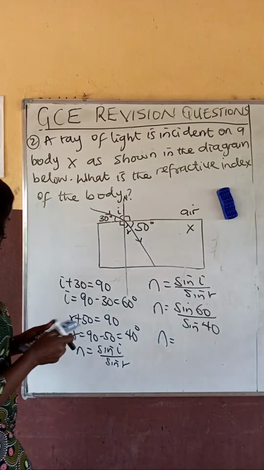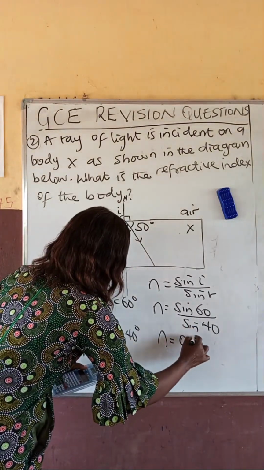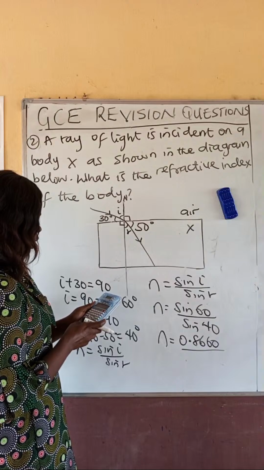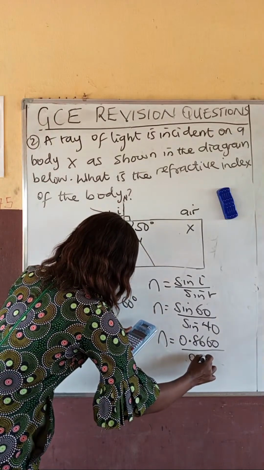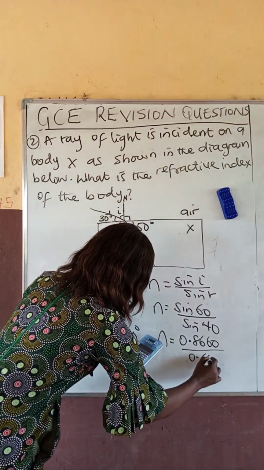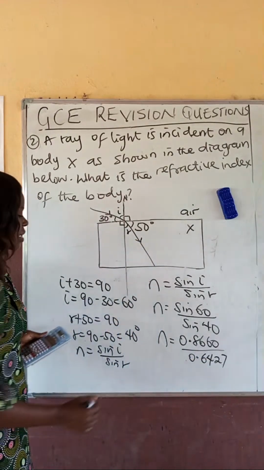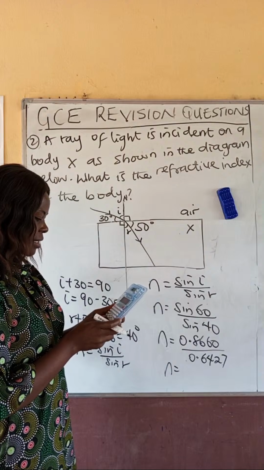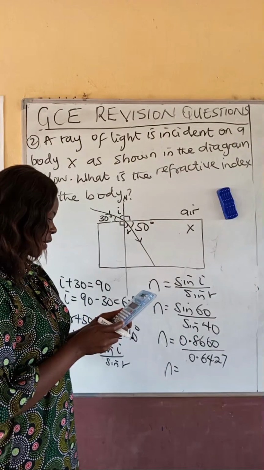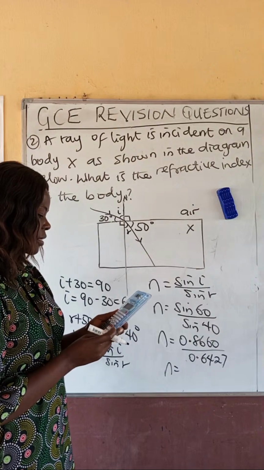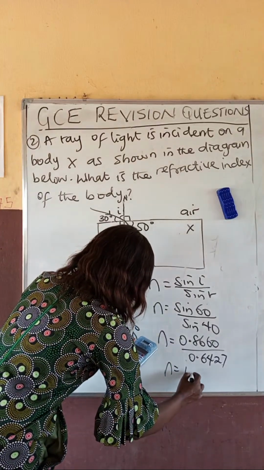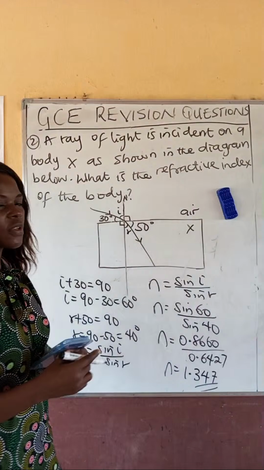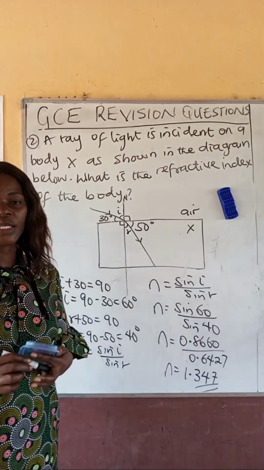Sine 60 is a constant and is given as 0.8660, then divided by sine 40, which is given as 0.6427. Then by the time I divide it, 0.866 divided by 0.6427, I will have my refractive index to be 1.347. Okay, and you must not forget that this refractive index of glass is constant.